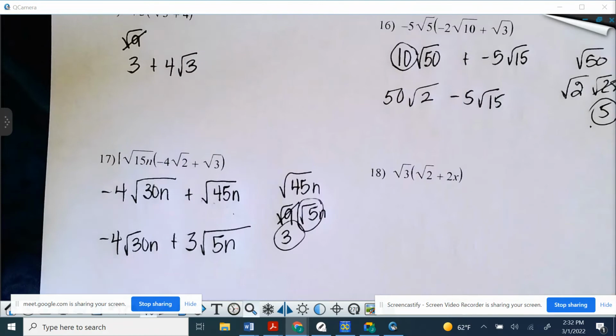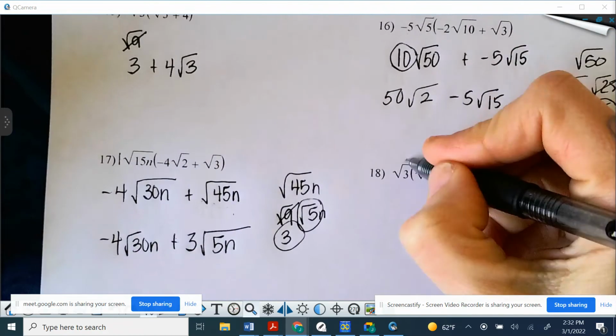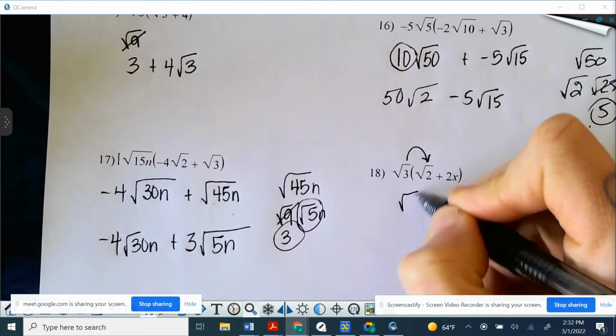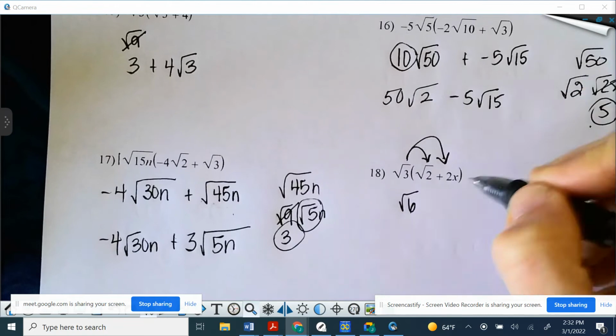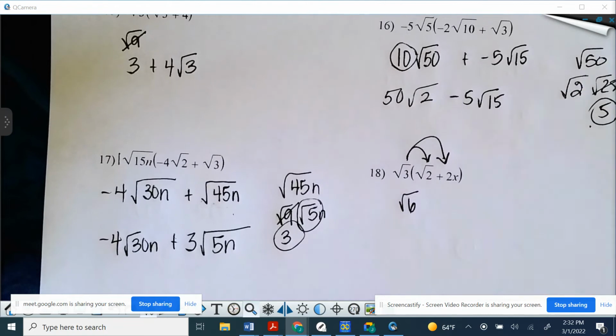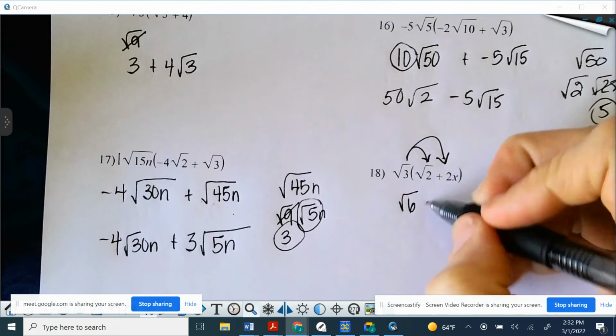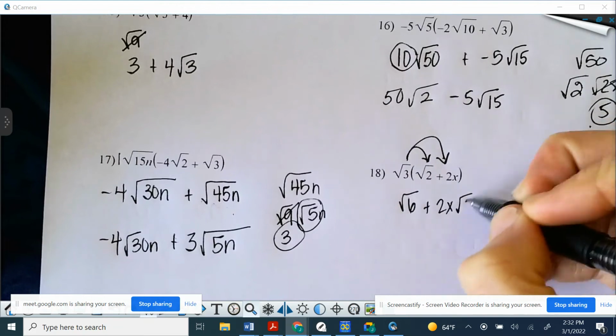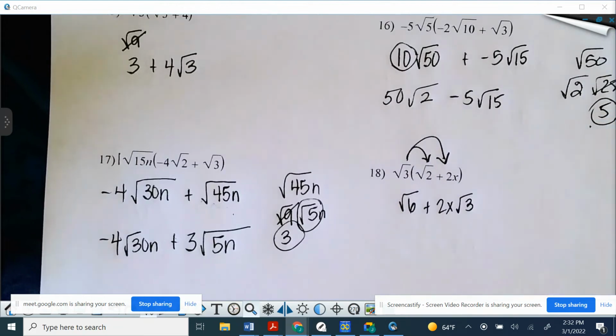So one more. Square root of 3 times the square root of 2 is going to be the square root of 6. Square root of 3 times 2x. You can't combine those, so you're just literally going to write plus 2x times the square root of 3. Square root of 6 does not get any neater because it's 2, 3, 1, and 6. None are perfect squares, so you are done there. How we feeling?